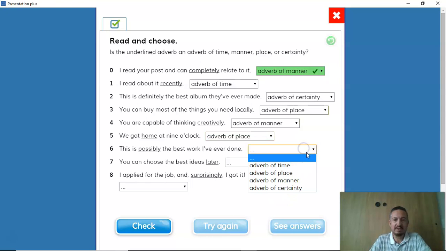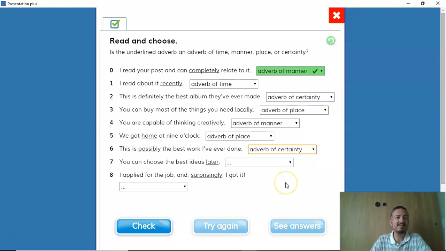This is possibly the best work I've ever done. This is a response to the question of not time, not place, not manner, but certainty, possibility, probability. Okay? You can choose the best ideas when? Later, not now. So it responds to the question of when. It's time.